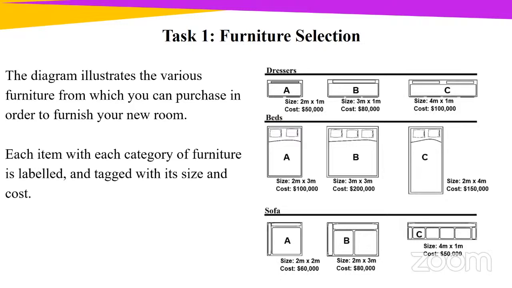All right, let's go down to the sofa category now. Let's look at the sofa. Let's see which one is smallest in size and which one is most expensive.